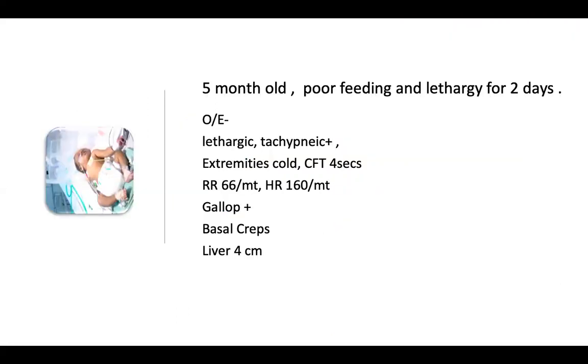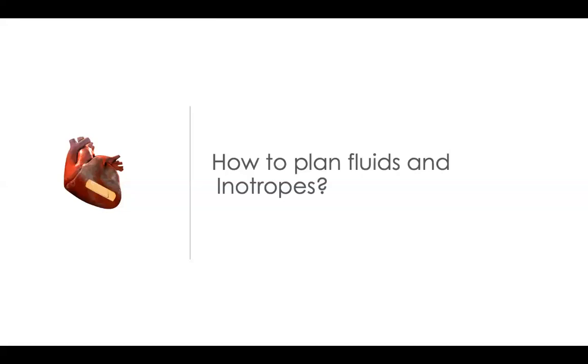Now coming to the next scenario, a 5-month-old child presenting with poor feeding and lethargy, having features of acute myocarditis with cardiogenic shock. So his extremities are cold. Always we say that whenever you have an unusually cold child, think of cardiogenic shock, because cardiogenic shock is classically associated with an increased SVR condition. That is why they always appear cold. So baby is having gallop, basal crepitations and a liver of 4 centimeters.